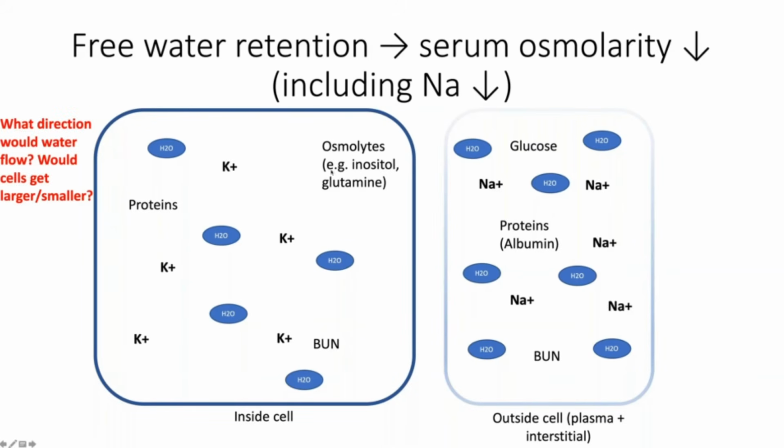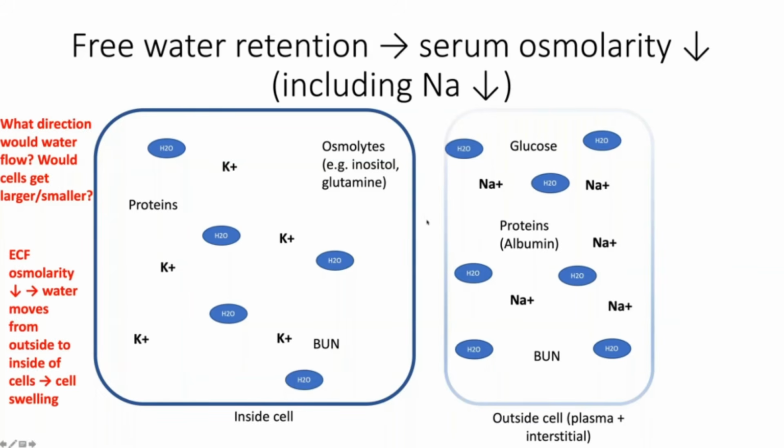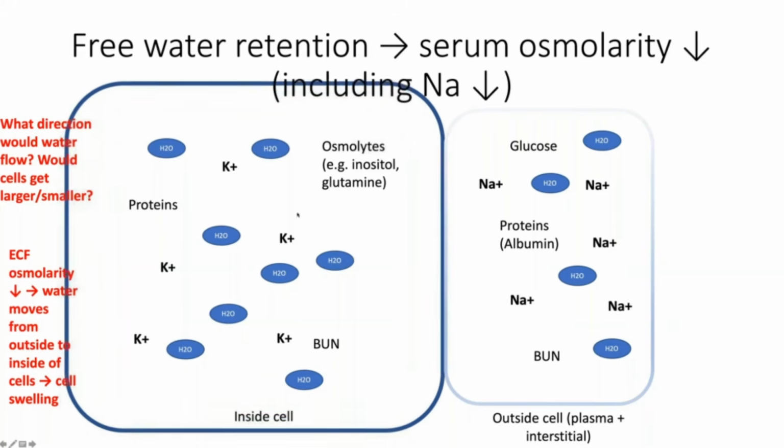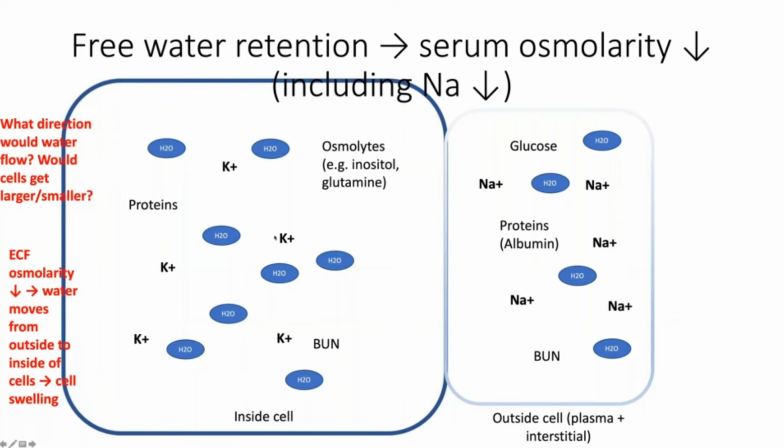So what direction would water flow, and would cells get larger or smaller? Water would flow inside the cell, because you have a higher solute concentration inside the cell. Exactly. If I have excess free water on the outside, some of that is going to go inside the cells. That would cause the cells to swell, because you have a larger fluid volume moving from the extracellular fluid to the intracellular fluid. So the punchline is that in hyponatremia, when you're symptomatic, it's thought to be because of the cell swelling.